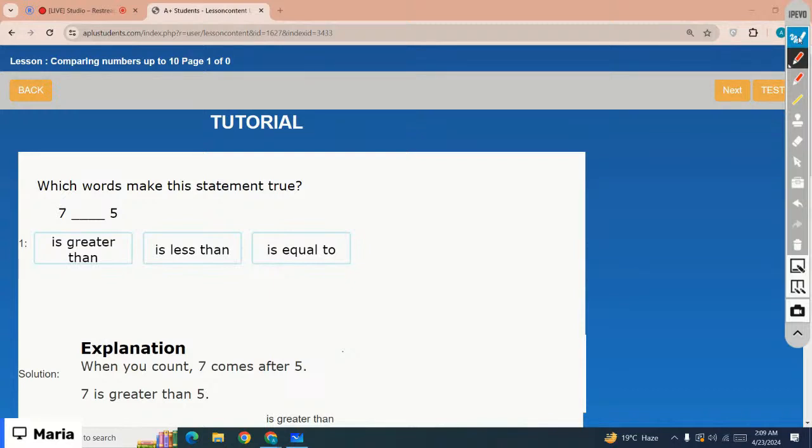So when we are counting, we have 5 first. 5 comes before 7, or even you can say 7 comes after 5. Because 7 comes after 5 in counting, 7 is greater than 5. Got it? 7 is greater than 5 because when counting, 7 comes after 5. So the correct option is greater than.